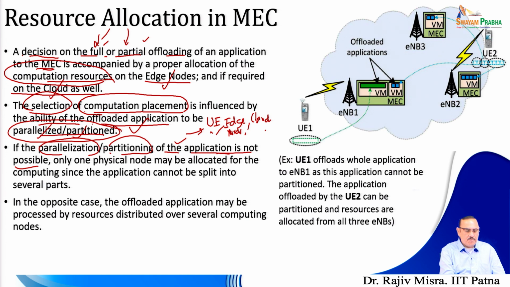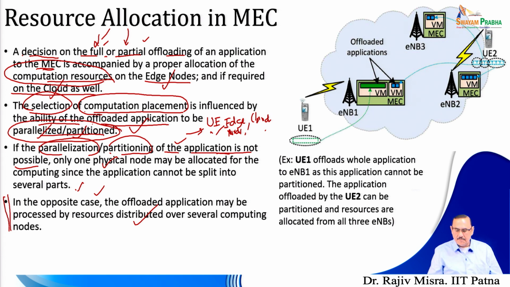If the parallelization and the partitioning of the application is not possible, then only one physical node may be allocated for the computing, since the application cannot be split into parts. On the opposite side, the offloaded application may be processed by the resources distributed over several computing nodes. This is explained here through an example.